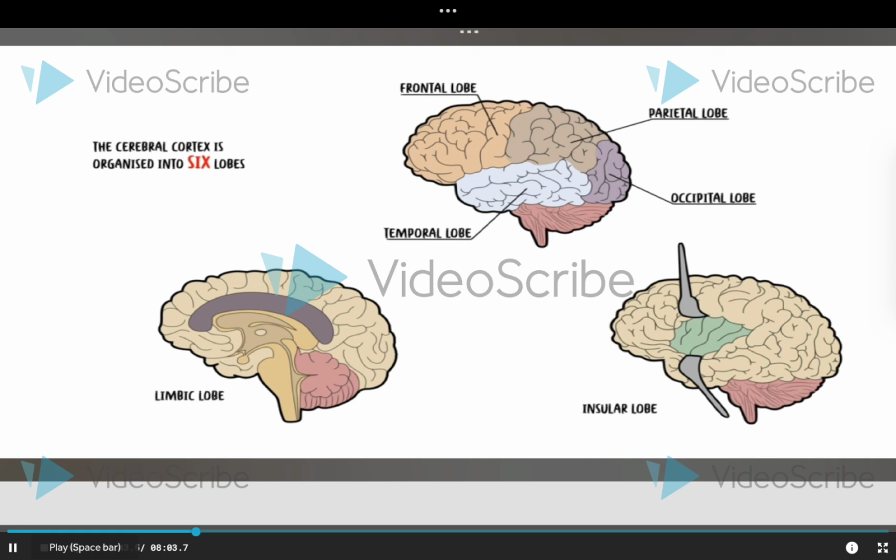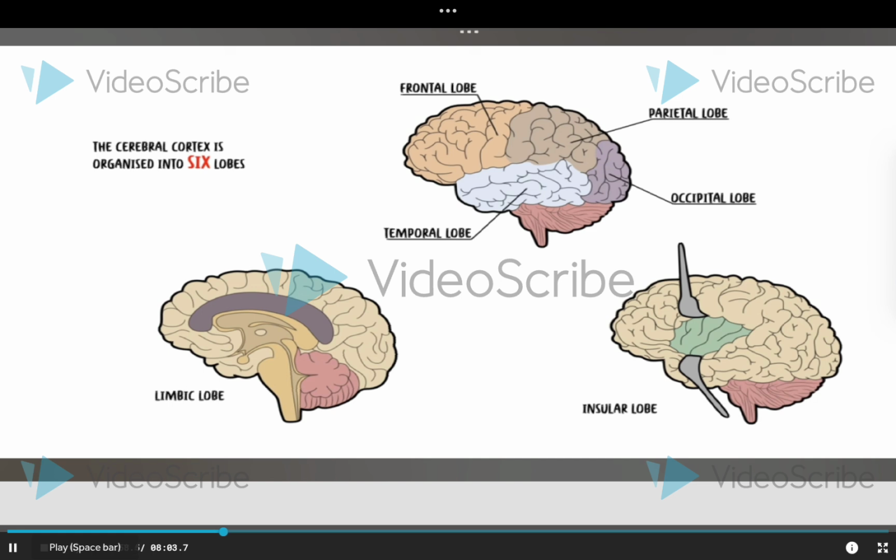Limbic lobe, located deep inside the brain, part of the limbic system. Its function is about emotion, memory formation, and behavior regulation, including structures like the hippocampus for memory and the amygdala for emotion.